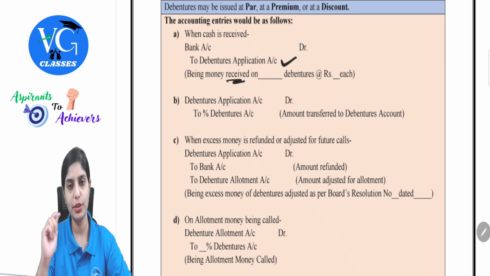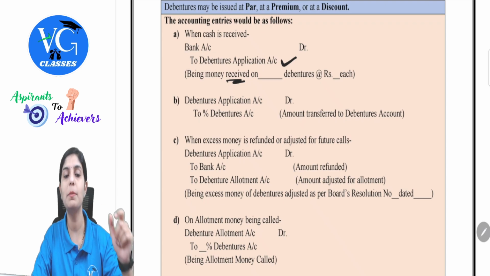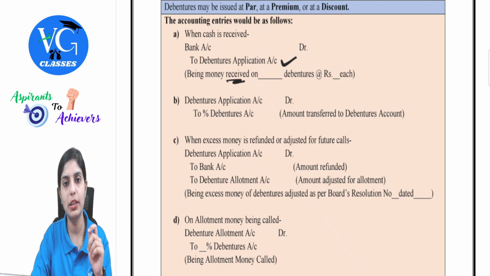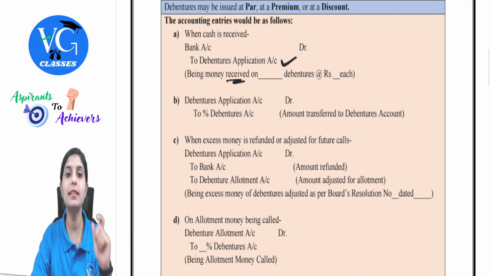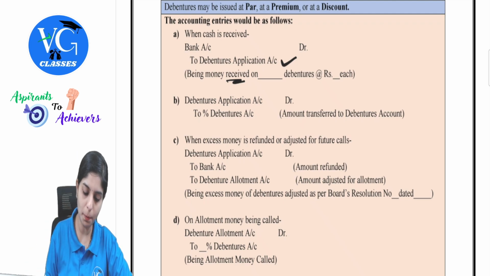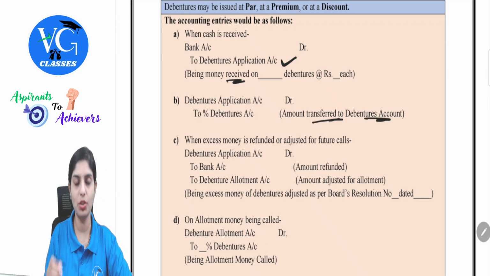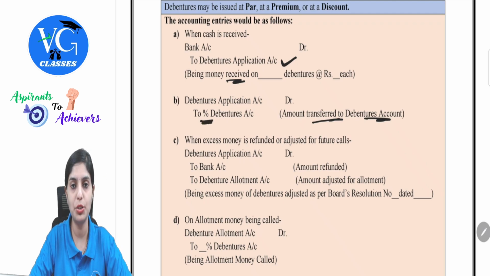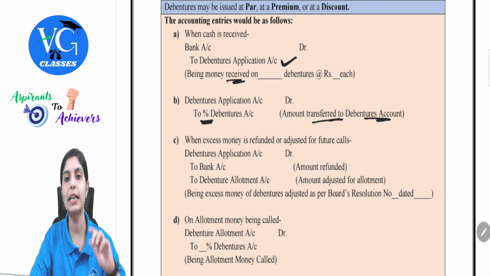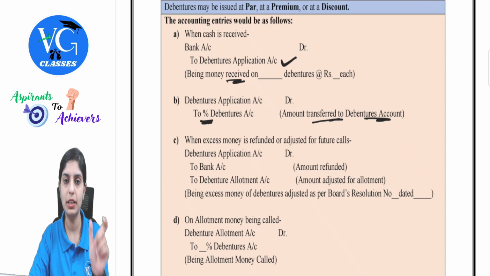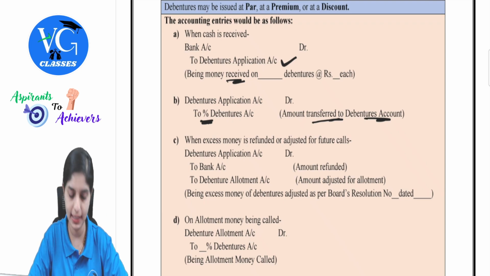Like we understood in shares, the application money will be transferred to share capital there. Here, there is a liability. So it will be transferred to a percentage debentures account. So debenture application account debit to percentage debentures. So this is the amount transferred to debentures account. If you observe, I've just written percentage debentures. You will be given a prescribed percentage in the question. So that will be the name of debentures. Considering that, we will write it here.